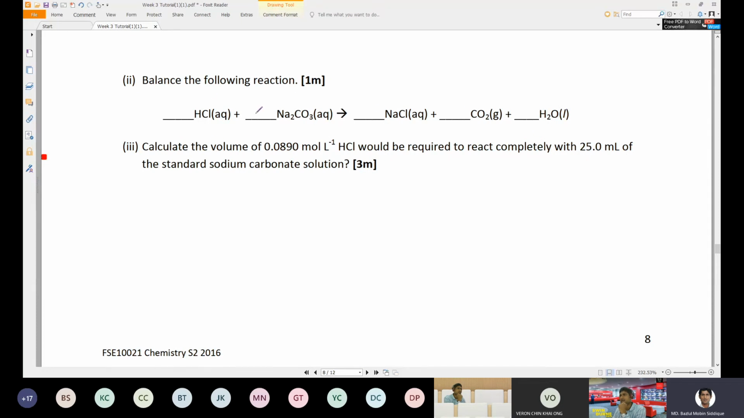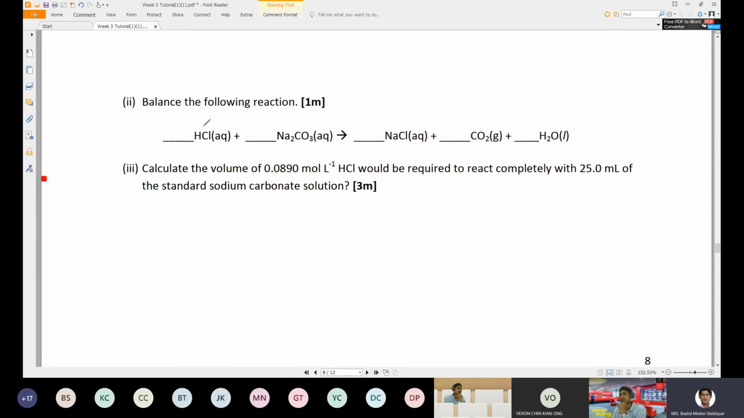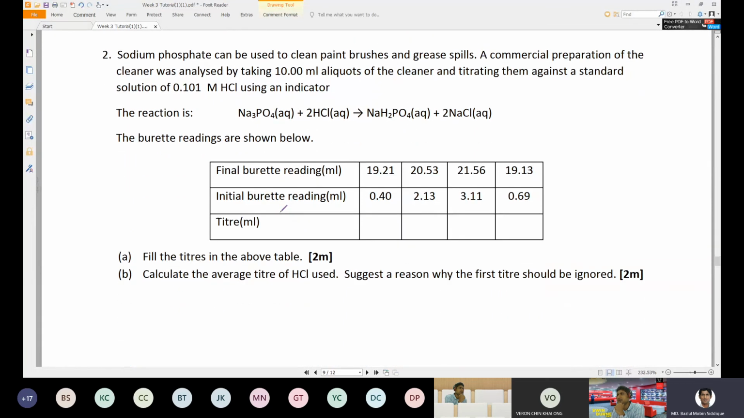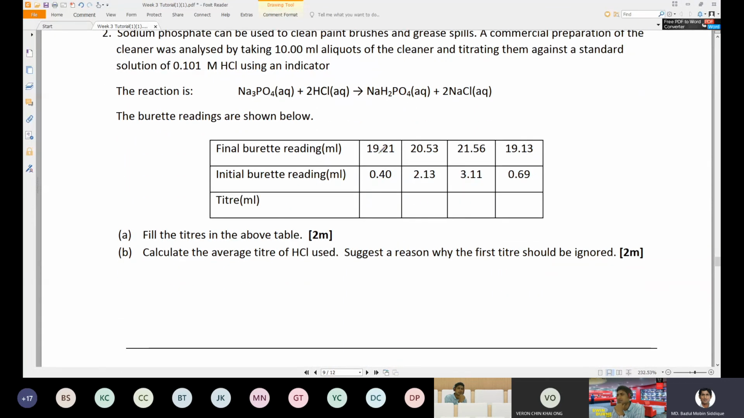So following the reaction, maybe you are lucky here, or these students were lucky here, that the reaction was given. Probably you will have to write your own equation, and then you have to balance it out. Only then you can find the number of moles and those things. This should be okay by now because you are doing it, and this is the titre.